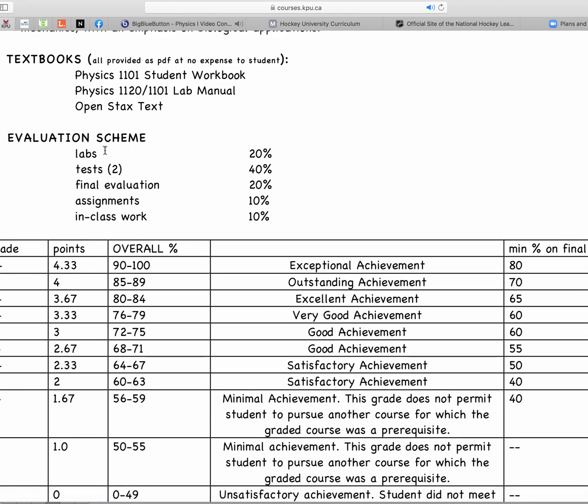There are labs with the course, and your lab instructor will be in touch with you about that. That's 20% of your final mark. This says 2 tests. There may be 3, but it's going to add up to 40% in total. There'll be a final evaluation, which is a final exam. There are assignment sets, which are individual work for 10%, and then in-class work will largely be quizzes. That'll be the final 10%.